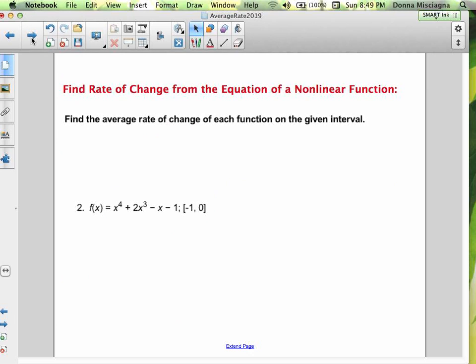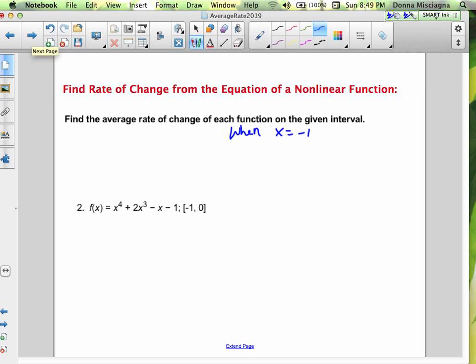All right, so find the average rate of change for the function. Same function actually, just a different interval. So we have 2 points. When x equals negative 1, negative 1 goes on the outside, and then it's x to the 4th plus 2x cubed. There's no x squared, so we'll put a 0 there, minus x minus 1.